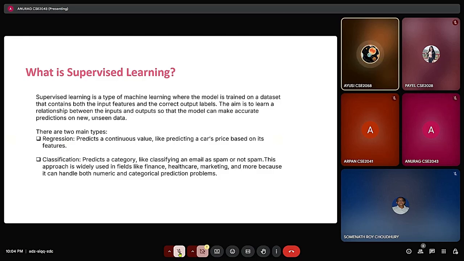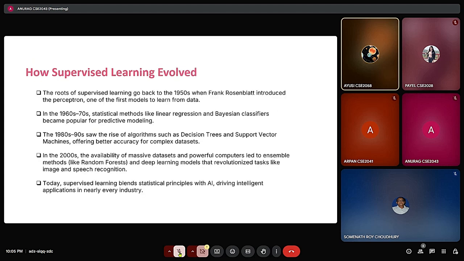This is primarily split into two main tasks. As we can see, it's regression and classification. Regression is predicting a continuous value, like predicting a car's price based on its features. And classification is predicting a category, like classifying an email as spam or not spam. So moving to the next slide.